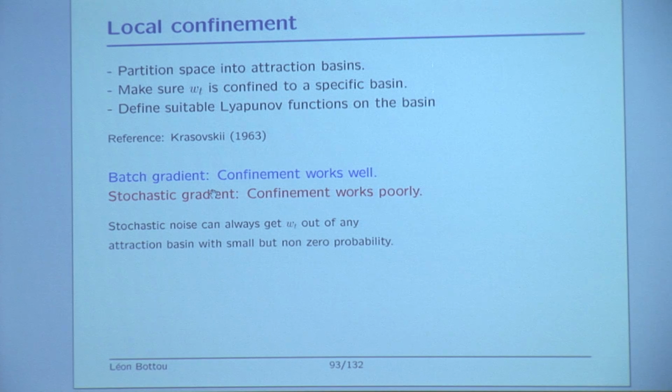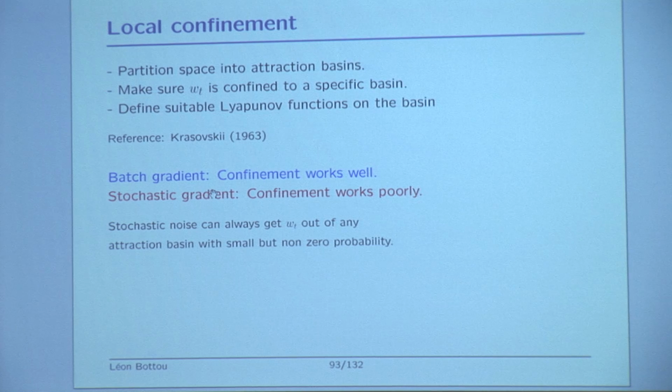And that's very important because you've seen that in all the proofs of convergence of the gradient, we need this boundedness hypothesis on the gradient, for instance, or that we don't go too far. So the first question is, can we stay confined in a certain area? The way it's done in the classical optimization literature for non-convex functions is to partition the space into attraction basins. And you make sure that your W stays in its attraction basin, and you write a Lyapunov function inside the basin, and you go on.